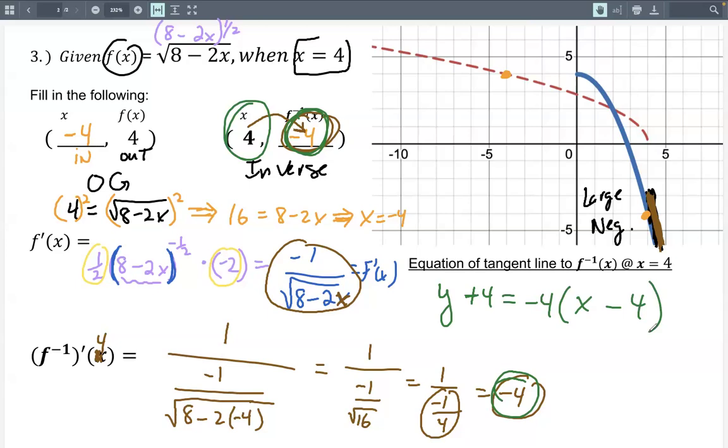So that is a short lesson on how to find the derivative of the inverse function at a particular point. Okay, I like to do it in 3 steps. Step 1, identify the coordinates of f of x and f inverse of x. Number 2, find f prime. And then number 3, use the formula to solve.